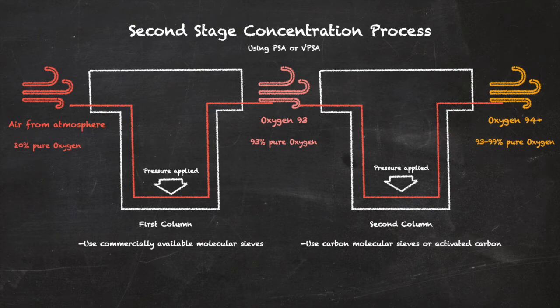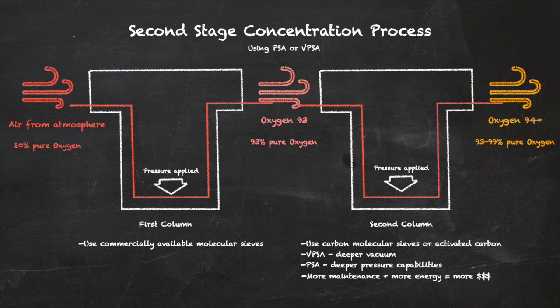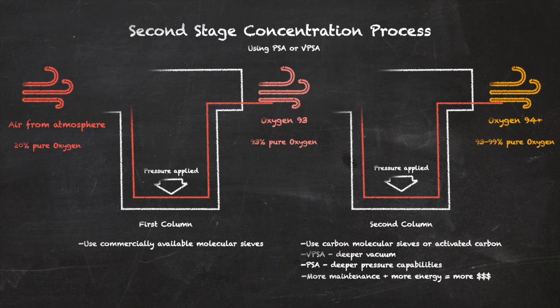A second stage concentration process will also require a deeper vacuum for VSA units and a deeper pressure capability for PSA units. To accomplish this, more maintenance costs would be required for frequently used concentrators as the machines would be subject to harder work. Additionally, more energy would be required to run these machines, making capital and operational costs more expensive. Therefore, second-stage concentrators have a lower oxygen recovery and they cost significantly more to maintain.